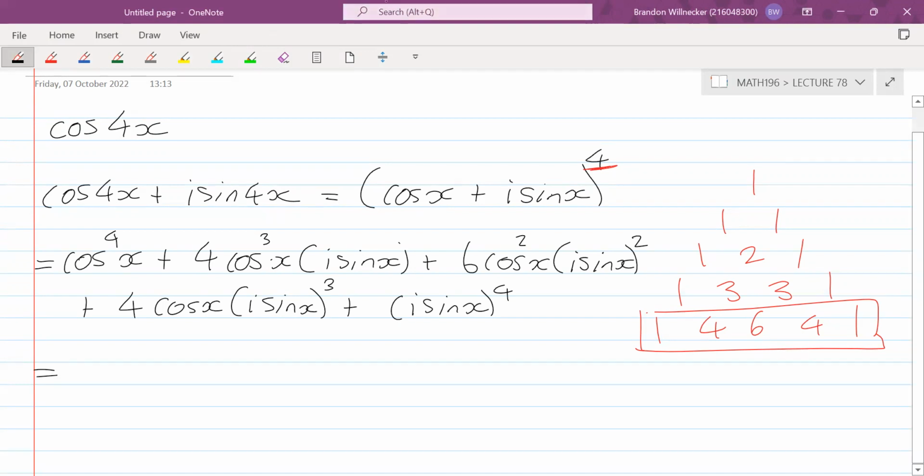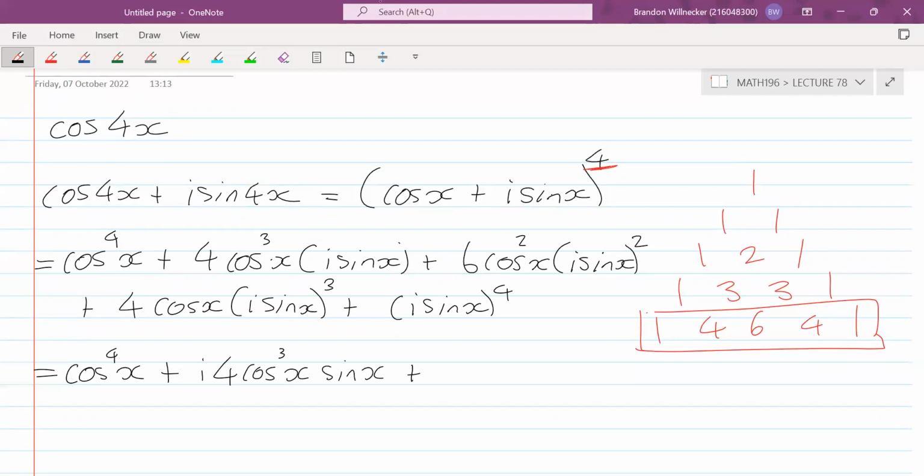Okay, so this is going to be equal to cos 4x plus, we can take the r to the front, so it's going to be r 4 cos cubed x sine x, that's just by itself, plus, it won't be plus, sorry. So we've got this r squared, that's going to make it a minus. So in fact, this is minus 6 cos squared x sine squared x.